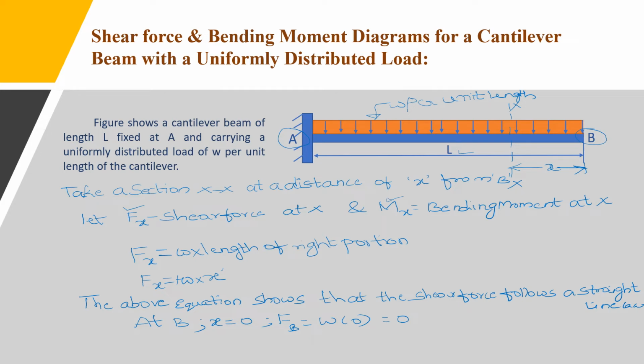Similarly at point A. In this cantilever beam, we have only two end points, B and A. Point B is the starting point, and we are taking from right to left. So now at point A, from B to A, the length of the beam is L. So the shear force is F suffix A, and we'll get the shear force at A as W into L. Here are the shear force values at B and at A. Now calculate the bending moment values, then draw the shear force diagram and bending moment diagram.